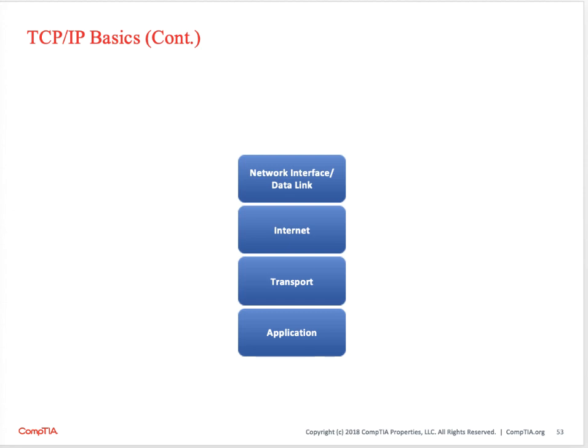The major protocols here are Ethernet and wireless specifications like 802.3 and 802.11. 802.3 is a protocol for Ethernet, and 802.11 is for wireless.